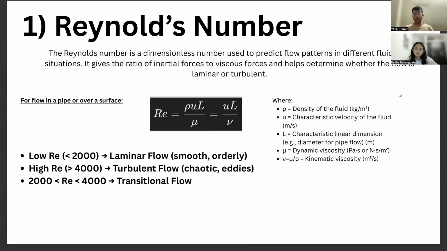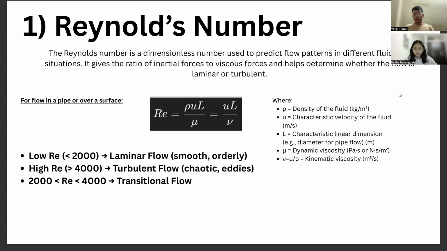The Reynolds number is a dimensionless number used to predict flow patterns in different fluid flows. It gives the ratio of inertial forces to viscous forces and helps determine whether the flow is laminar or turbulent. So Reynolds number is actually rho V d by mu, where rho stands for density of fluid. V or U stands for characteristic velocity of the fluid, which is in meters per second. The D, or you can say L, is the characteristic length. The characteristic length may vary from shape to shape. For example, in a pipe, the characteristic length is the diameter of the pipe.